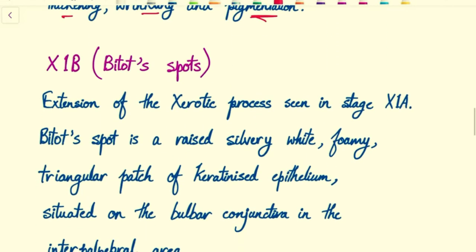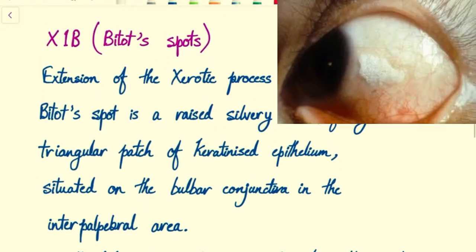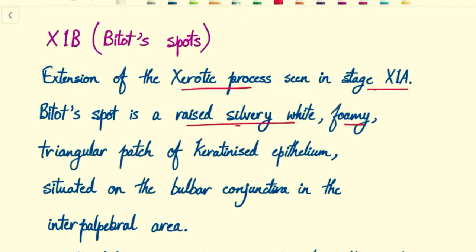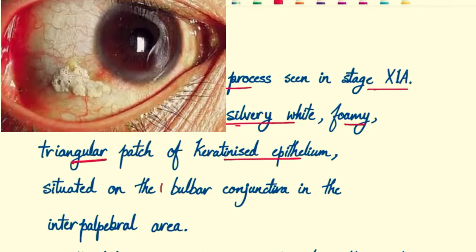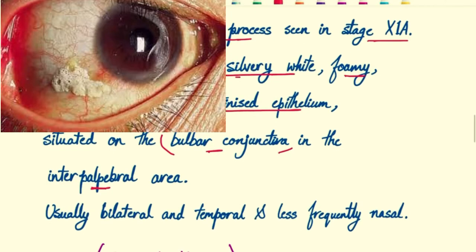X1B: Bitot's spot. In this, we will see extension of the xerotic process seen in stage X1A. In Bitot's spot, the characteristic feature is a raised, silvery white, foamy, triangular patch of keratinized epithelium situated on the bulbar conjunctiva in the interpalpebral area. It is present in the interpalpebral area in the bulbar conjunctiva and is usually bilateral.